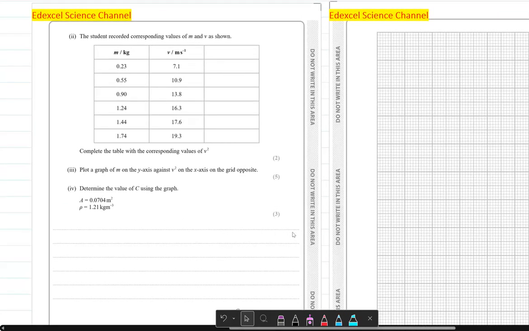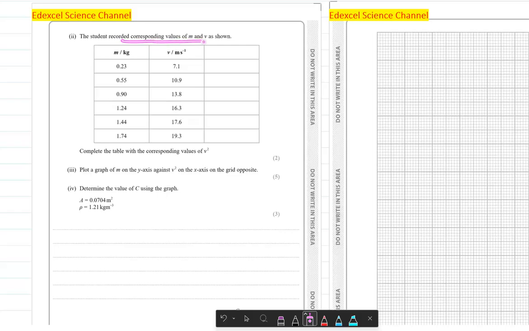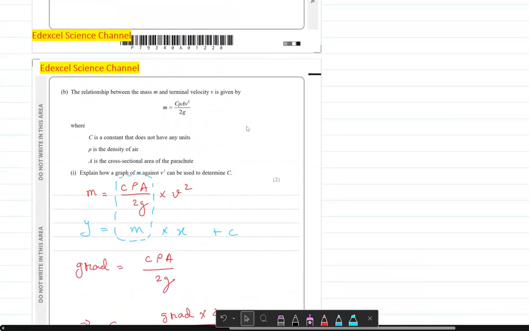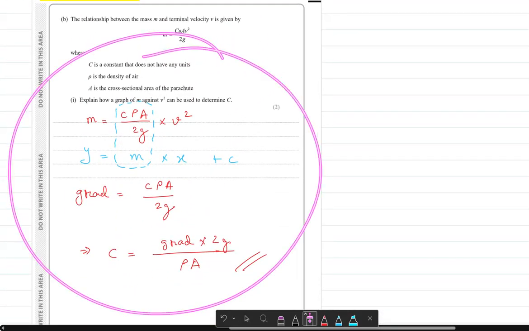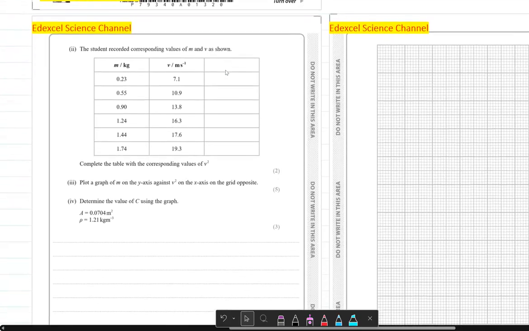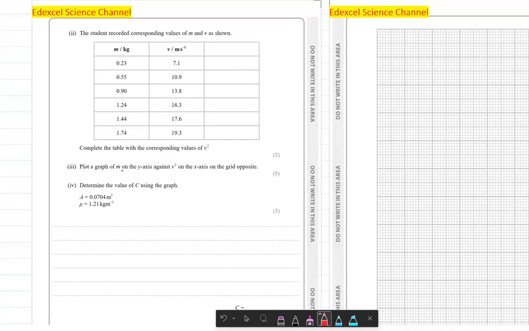Question number 2. The student recorded corresponding values of m and v as shown. So now we are basically going to do this part in graph. Complete the table with the corresponding values of v square. So v square, and you also have to write the unit, guys. The unit is going to be m square s to the power minus 2, which is basically (meter per second) whole square. You can also write that, I believe.